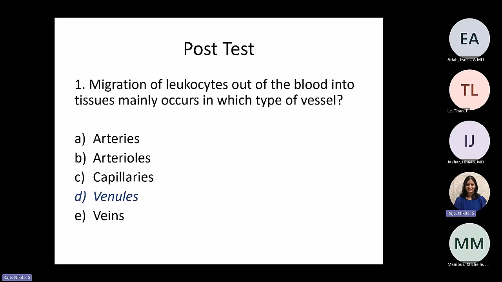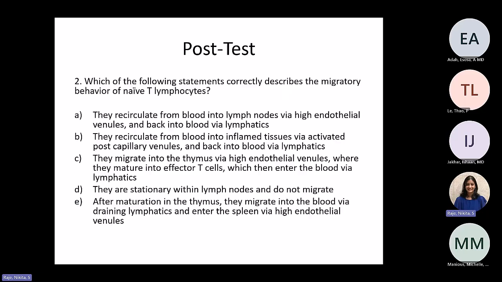And then which of the following statements correctly describes the migratory behavior of T lymphocytes? Are they going from blood to the lymph nodes or into tissues, from thymus to lymphatics, stationary? I think this is A. That is correct. Going from blood to lymph nodes and then back into the blood via lymphatics.